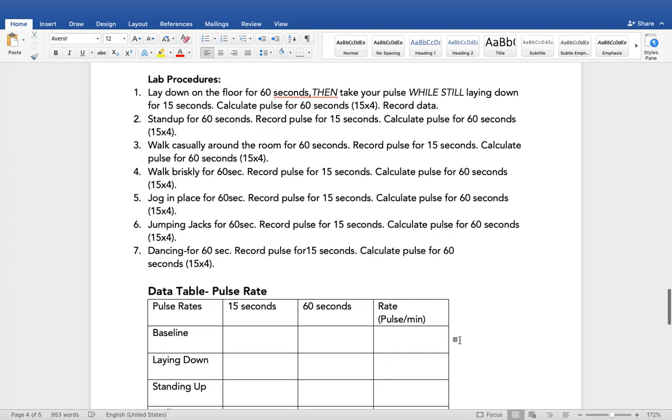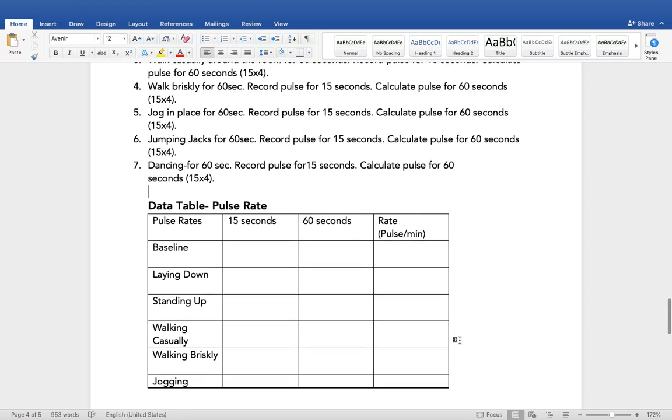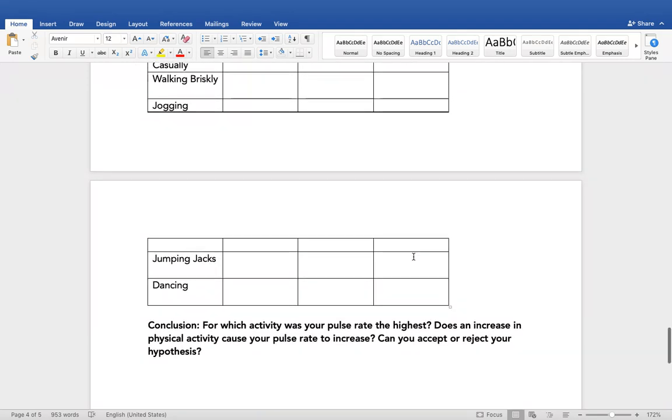And here's your data table below. So if you want, you can just start off by recording the pulse rates for 15 seconds for all of them, and then multiplying by 4 to get your pulse rate in 60 seconds. After you've recorded all of your data, and then you'll write it as a rate. So you'll do your pulses over a minute in the last column.